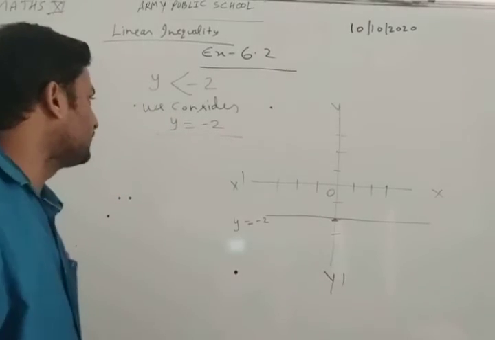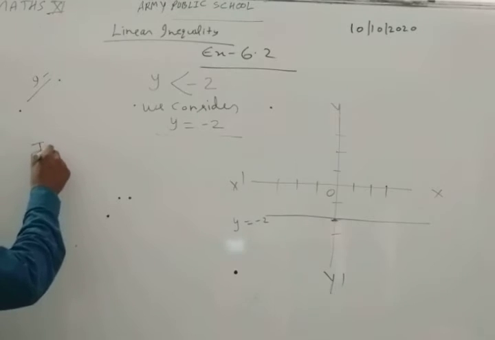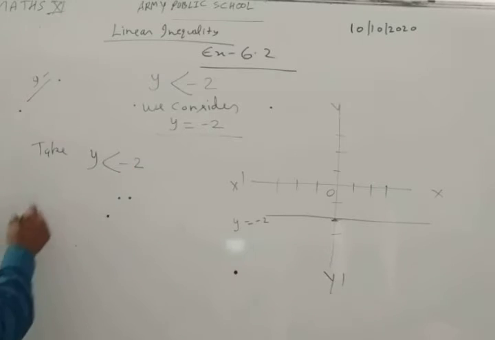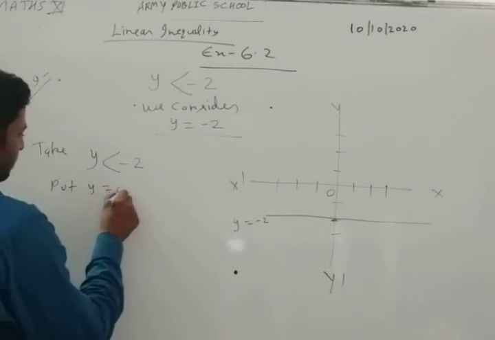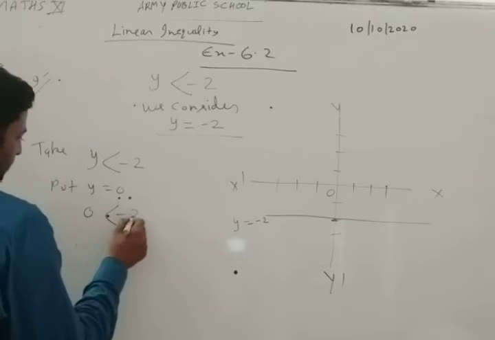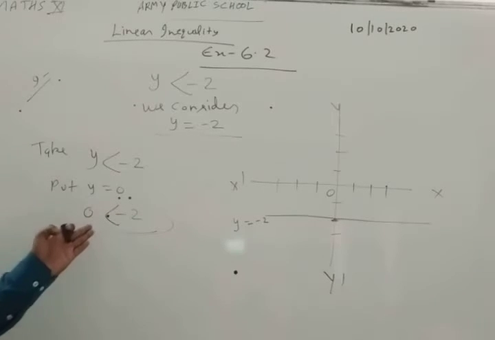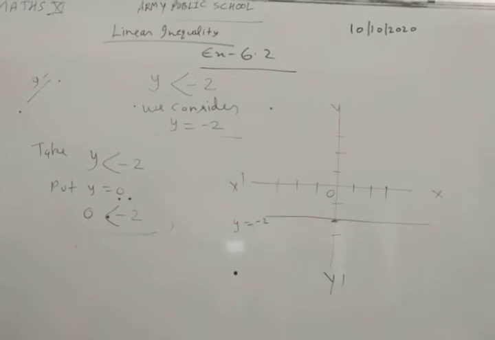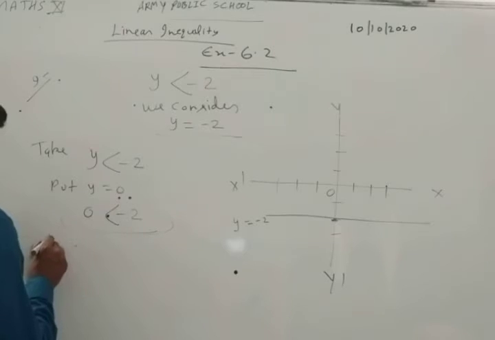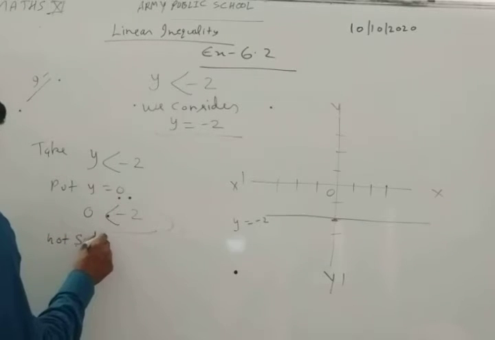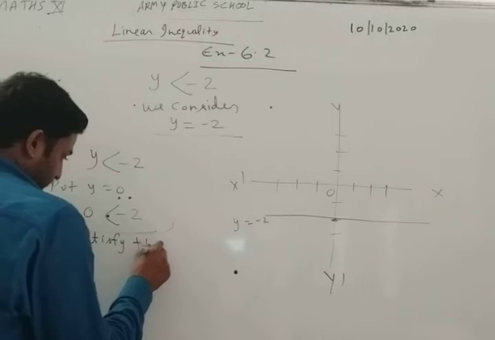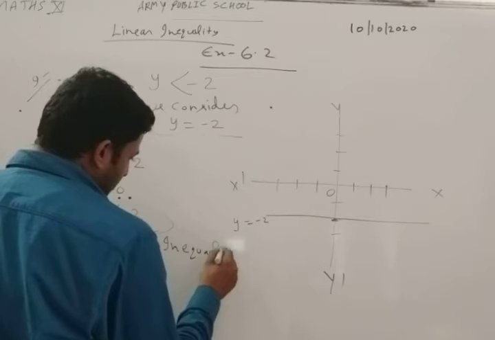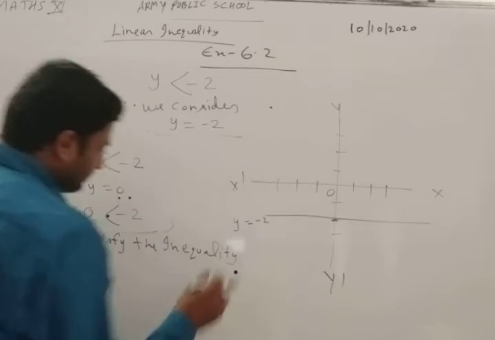Now we have to check the origin. In y is less than minus 2, put y is equal to 0. You get 0 is less than minus 2. Is this true? No. 0 cannot be less than minus 2. So it does not satisfy the inequality.